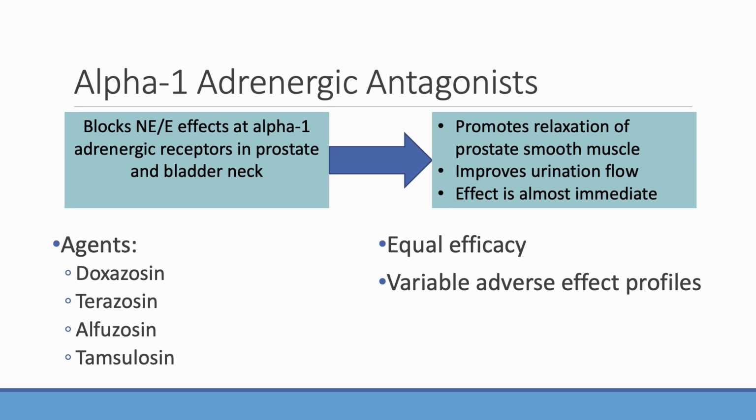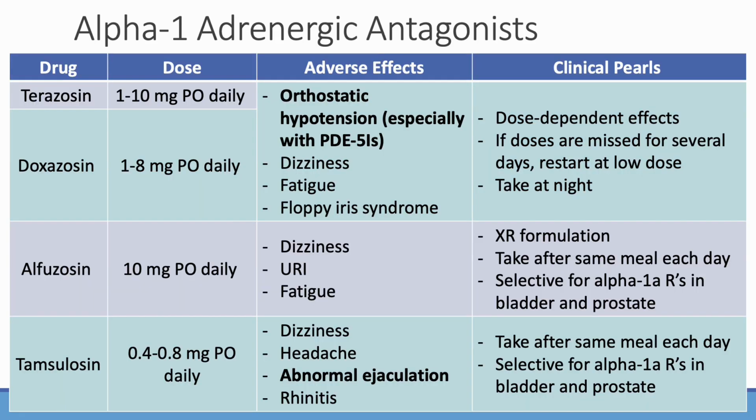So these include doxazosin, terazosin, alfuzosin, and tamsulosin, and they are all about equally effective, but they may have some varying adverse effect profiles. So looking at those adverse effect profiles and the different dosing, these are each going to be dosed daily and may have some ranges of dosing depending on if that dose needs to be escalated, for example, if it's not doing the job correctly. With terazosin and doxazosin, we do have a risk of orthostatic hypotension, especially if we have the PDE5 inhibitors.